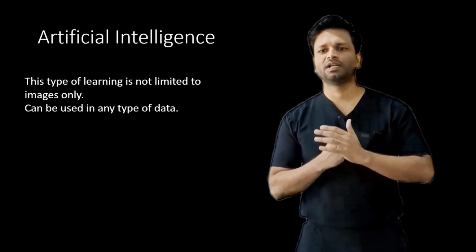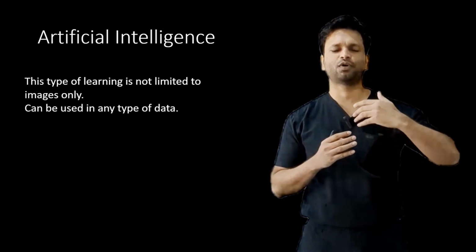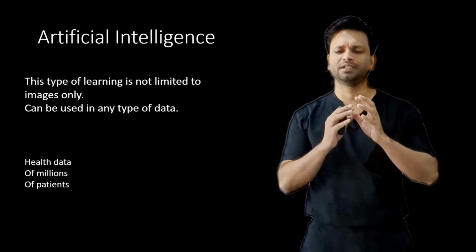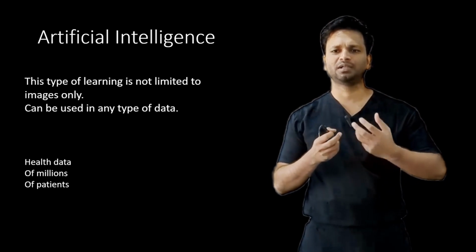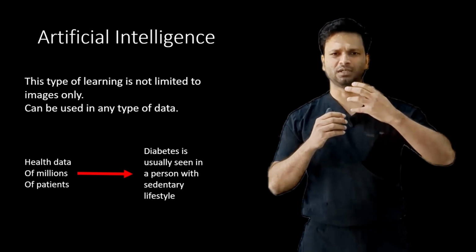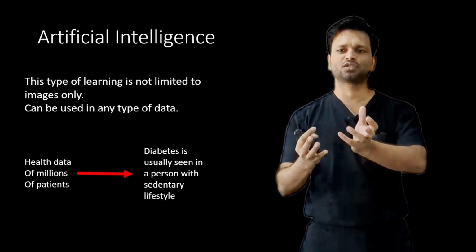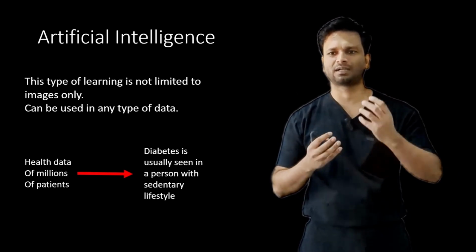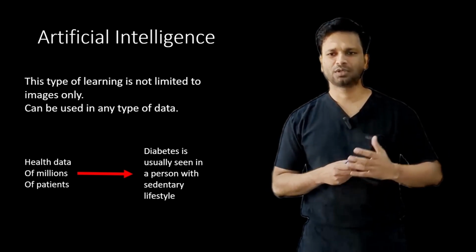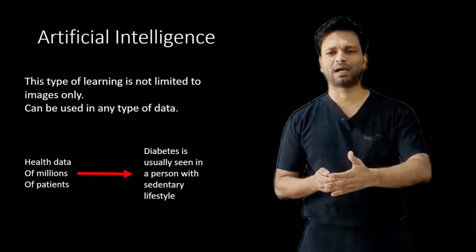So again, this type of learning is not limited to only images. I showed the images just for your ease of understanding. Okay, it can be used in any type of data. For example, if we feed the health data of millions of patients, and we just let it run wild, it is eventually going to infer, among its inferences, that diabetes is usually seen in a person with a sedentary lifestyle. This is just an example. There will be multiple conclusions by an AI.